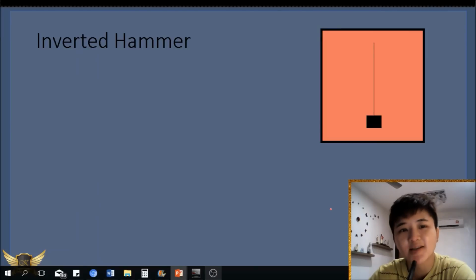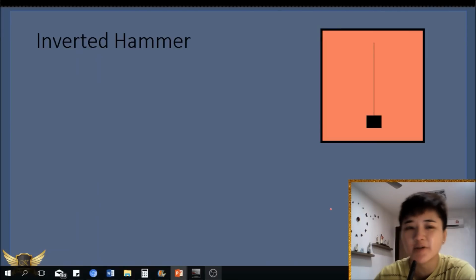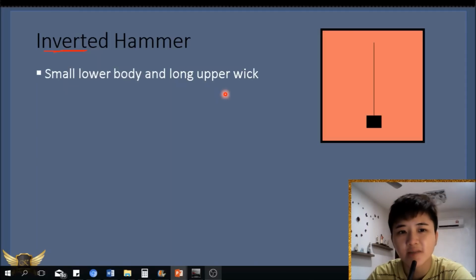Another type of candlestick pattern is the inverted hammer. As the name suggests, inverted is basically the upside down version of the hammer. So you see a very long upper wick and then a small body at the bottom. The buyers start to come in, and once it reaches this point, the sellers start to come in and push the price down, preventing the price from going upwards. Then there's a tug of war going on again. So the sellers push the price down, and eventually the price closes here. So for the inverted hammer, you see a small lower body and a long upper wick as a result of that.